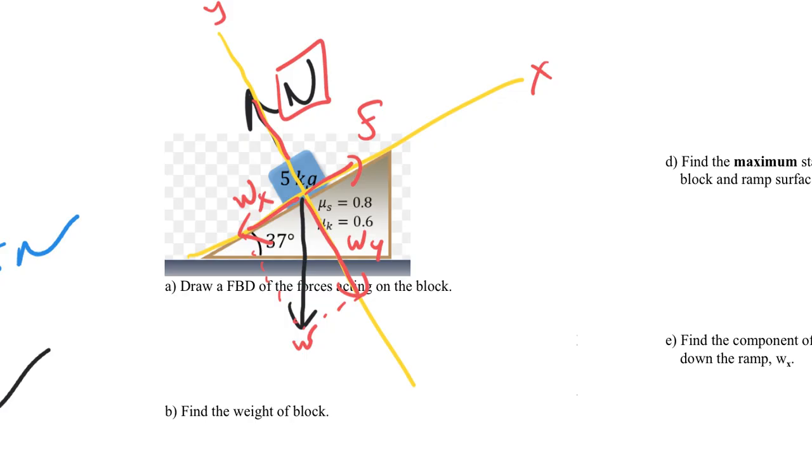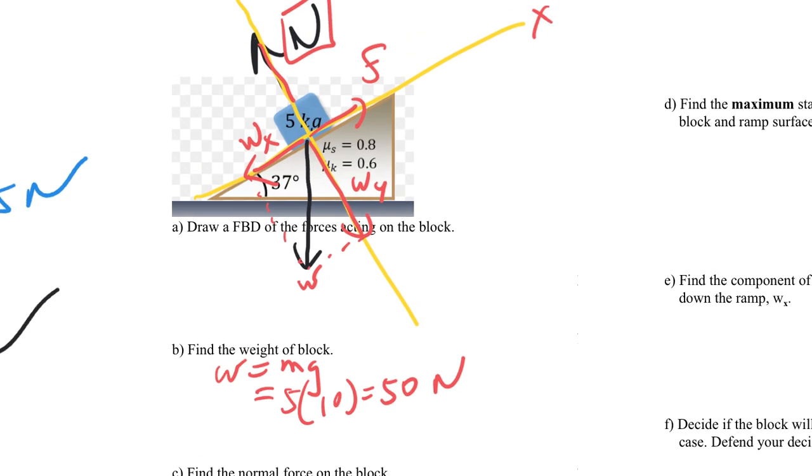Find the weight of the block. Okay, that's easy. 5 kilograms, mass times 10, acceleration due to gravity. 5 times 10 equals 50.